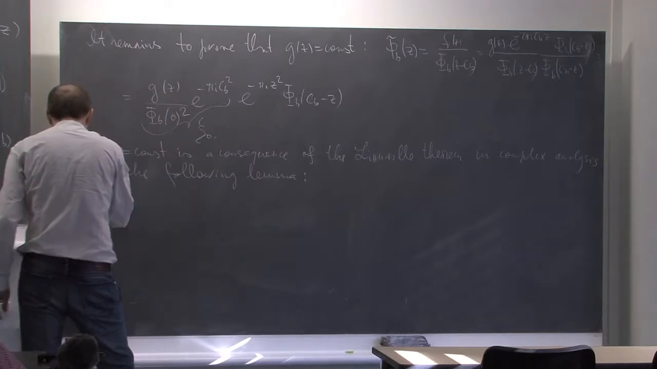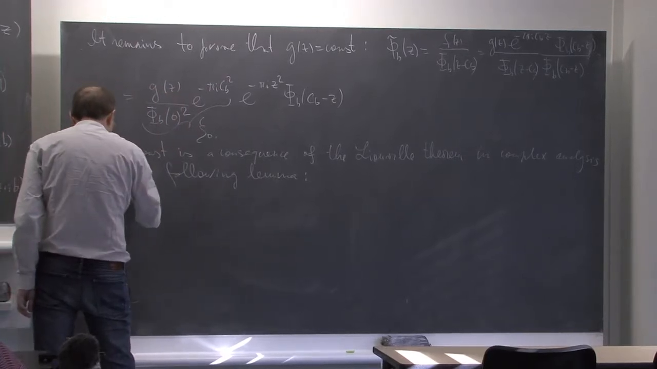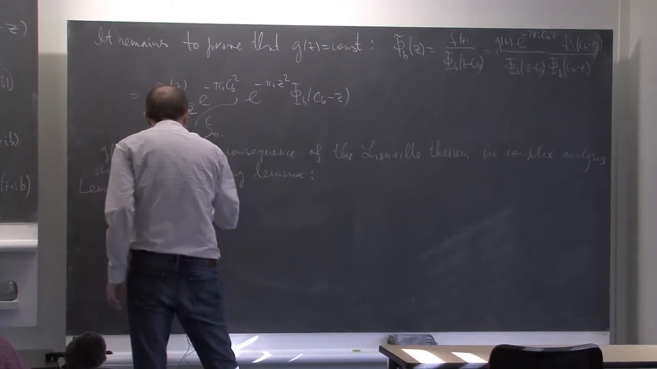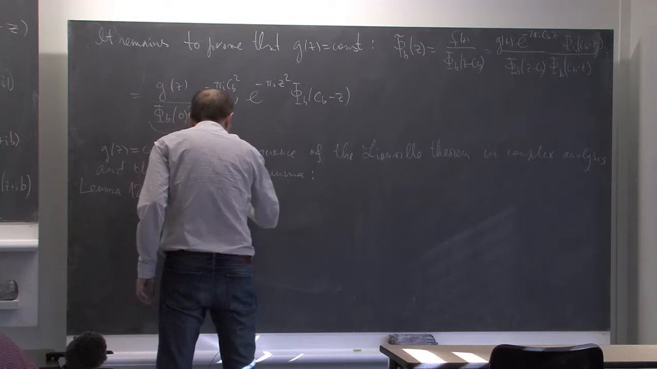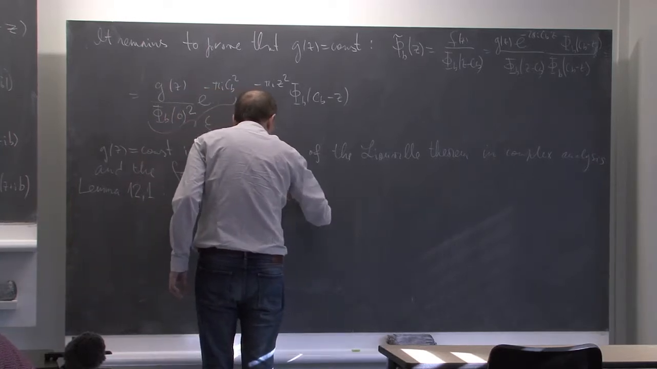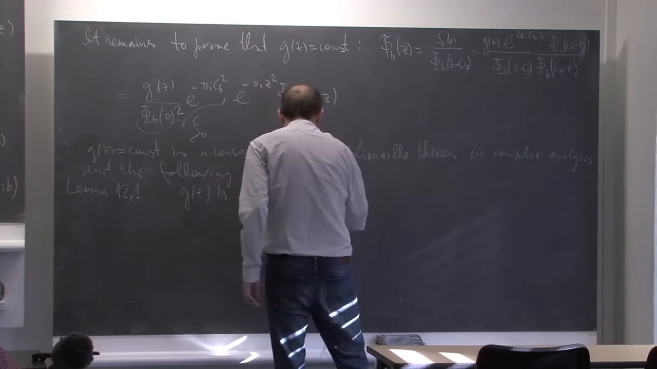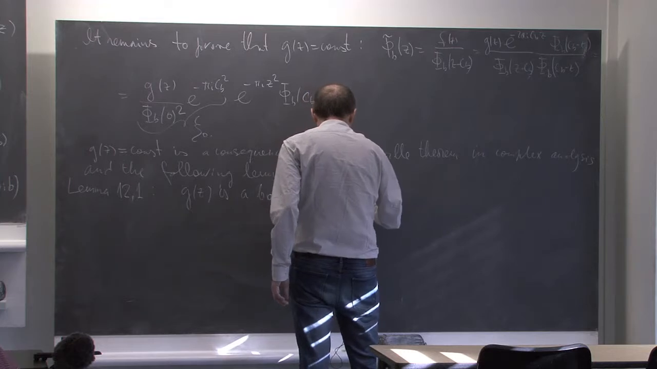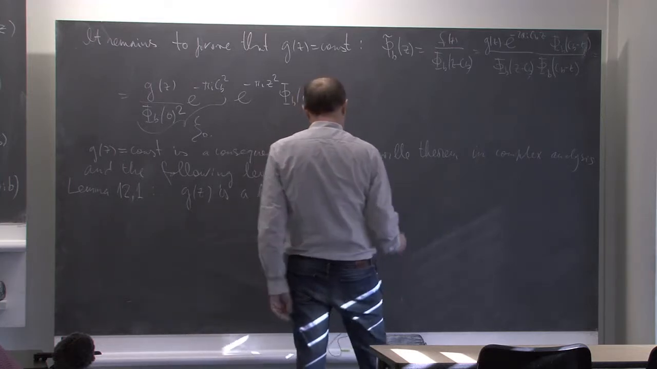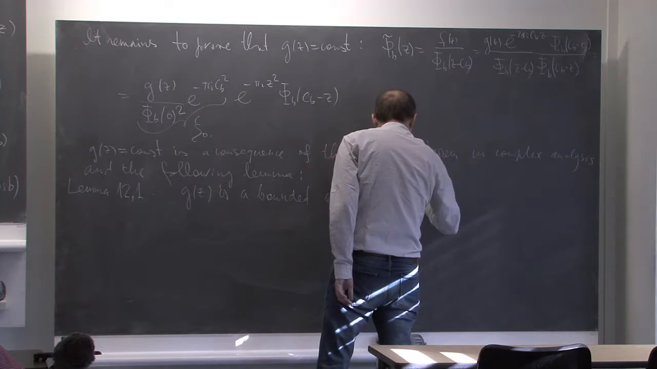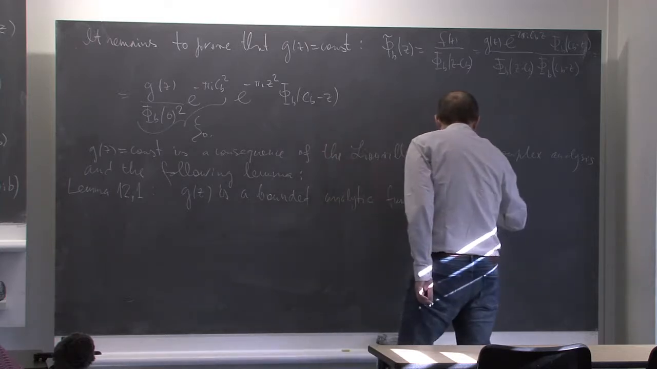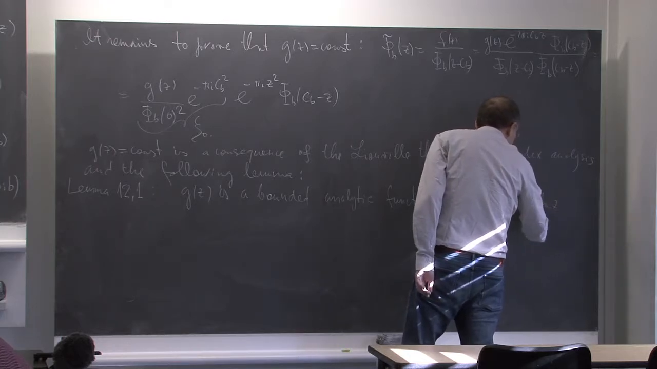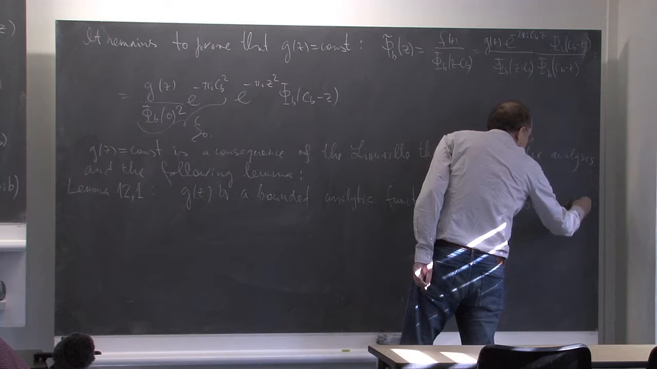So what is a lemma? Today is the 12th lecture, first lemma. So g of z is a bounded analytic function in the strip: imaginary part of z is bigger than 0, less than b plus b inverse over 2.